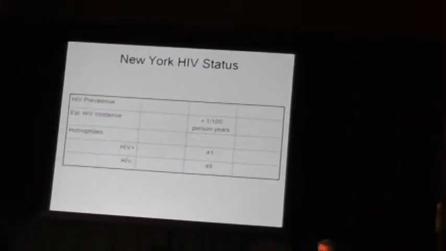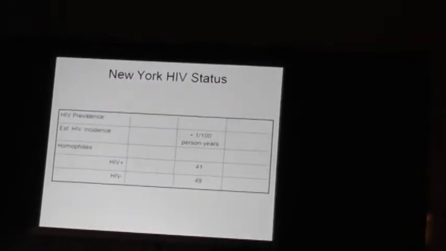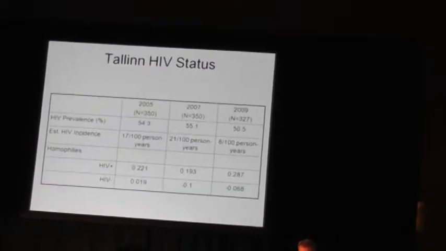In New York, when we looked at the HIV homophilies, you'll note that they are relatively high. For HIV positives recruiting other HIV positives, the homophily was +0.41. For HIV negatives recruiting other HIV negatives, it was +0.49. So consistent with the estimated low HIV incidence, we see evidence that people who were HIV positive were recruiting other HIV positives, and people who were HIV negative were recruiting other people who were HIV negative.